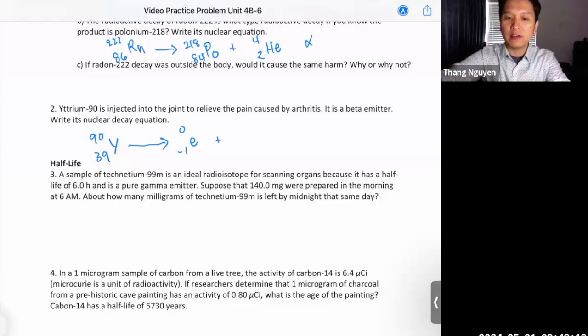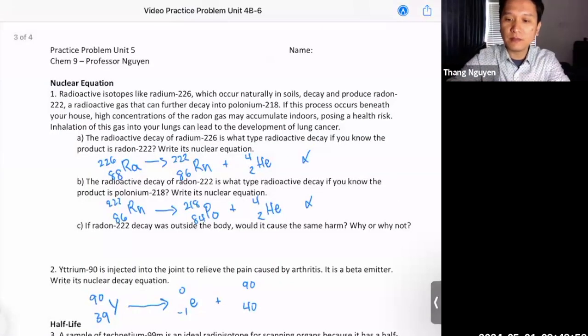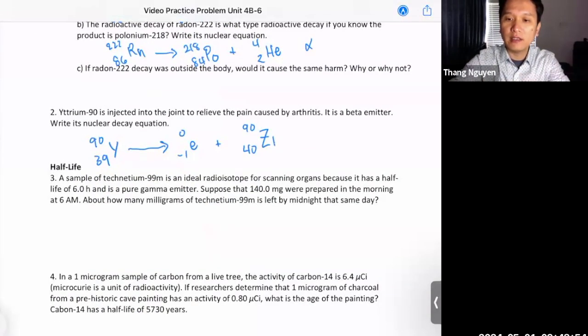Okay, so let's do the addition of that. So we take the bottom number first. 39 is on the left. So what plus -1 is equal to 39? 40, right? So 40 plus -1 equals 39. And then on the tops, what adds with 0 equals 90? It would just still be 90. So the last thing you have to do is find what element is number 40, because that number on the bottom just tells you the number of protons and therefore the number of the element, right? So 40 is right there, zirconium. So we just say then this is the product of that beta decay.